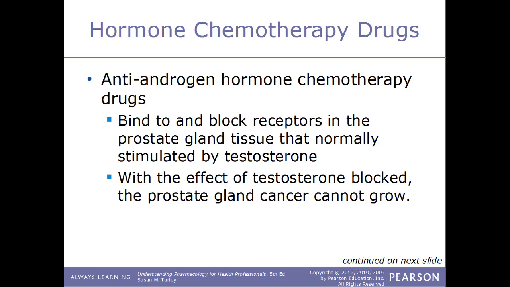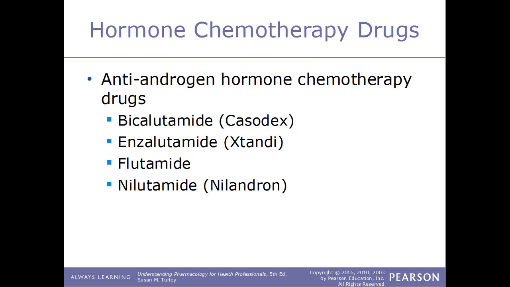Another kind of hormone chemotherapy drugs that you'll find are anti-androgen hormone chemotherapy drugs. These will bind to and block receptors in the prostate gland that is normally stimulated by testosterone. So with the effect of testosterone being blocked, the cancer in the prostate gland can't grow. And some examples of this kind of drug would include bicalutamide, known by the trade name Casodex, enzalutamide, also known by its trade name Xtandi, flutamide, and nilutamide, also known by its trade name Nilandron.